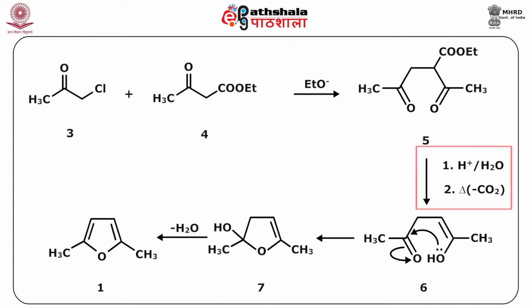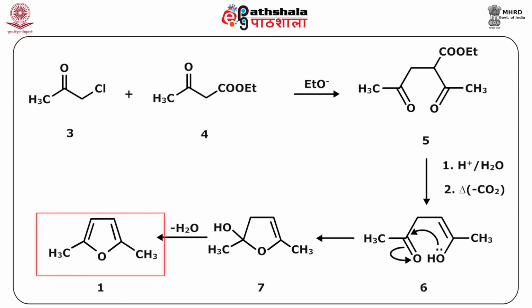The next step involves the decarboxylation on heating the compound number 5 in the presence of an acid to give compound number 6. Addition of enol oxygen to the carbonyl group leads to the cyclization of 6 to give compound 7 in step 3. This is followed by the elimination of water to give 2,5-dimethylfuran number 1, which is the required compound to be prepared.